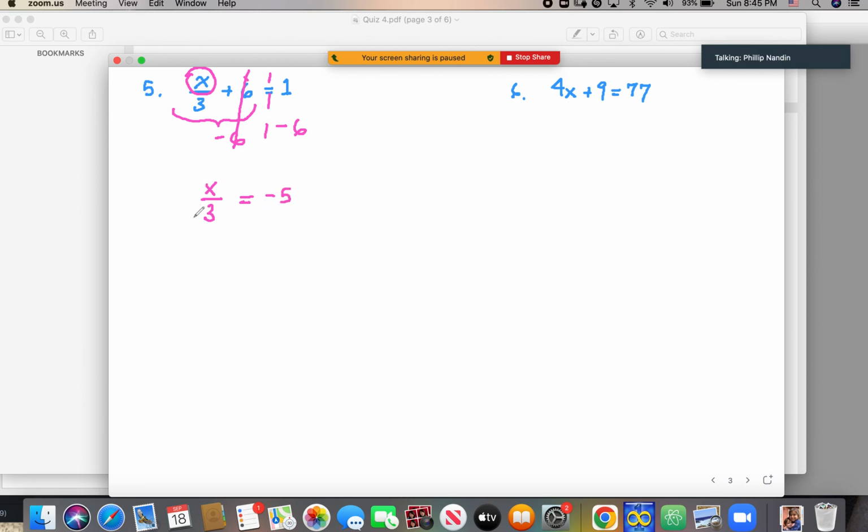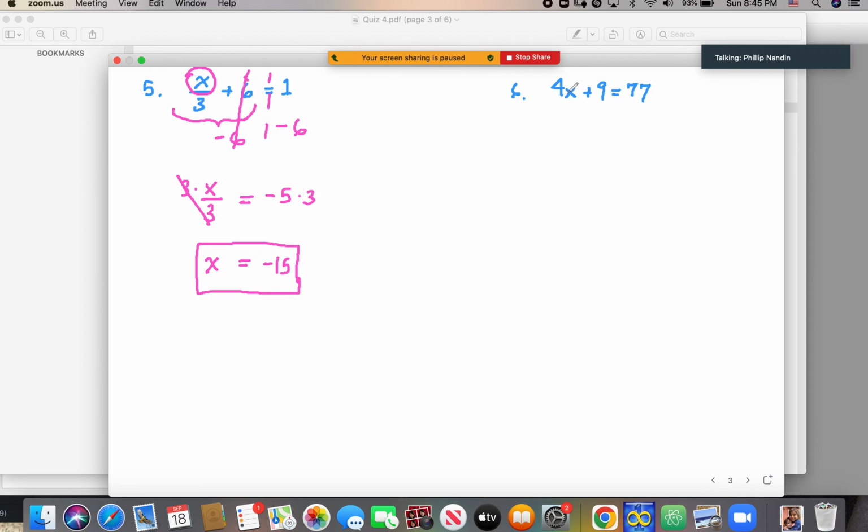And then now I have a one-step equation. 1 minus 6 is -5 on this side, but now here I have X divided by 3. So if I want to undivide, I multiply by 3 on both sides. 3 divided by 3 is 1. 1 times X is just X. And then -5 times +3 is -15. I saw a lot of people mess up their signs. Remember, negative times a positive is negative.